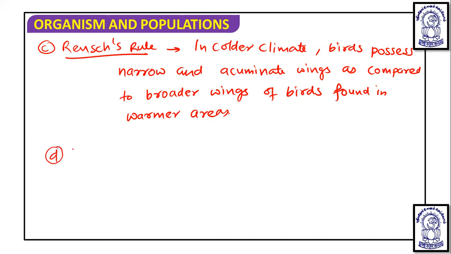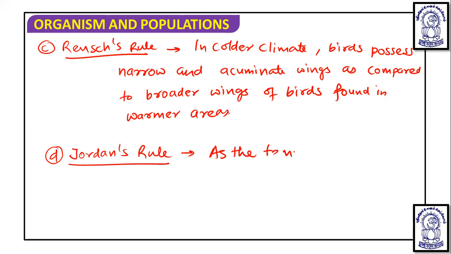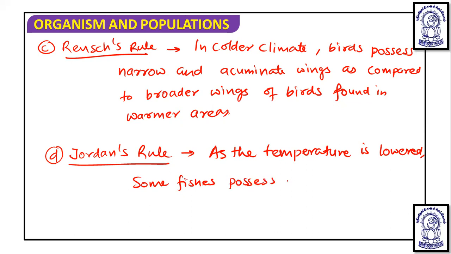And the last rule, which is described by Jordan, is known as Jordan's rule, and it says that as the temperature is lowered, some fishes possess larger wings.